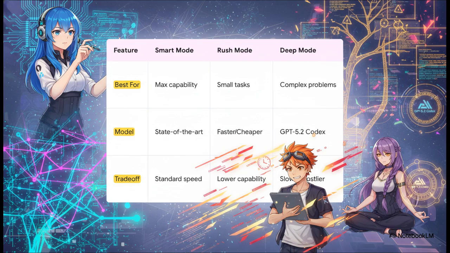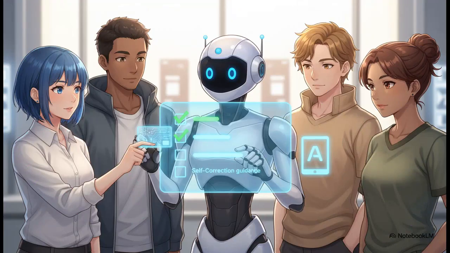But for those really gnarly, complex problems, you switch into deep mode, which unleashes GPT 5.2 Codex to do some heavy-duty thinking. Now, of course, you get out what you put in. To really make AMP sing, you have to be clear. Tell it exactly what you want, give it one main task at a time, and point it to the right files. You can even tell it how you want it to check its own work.